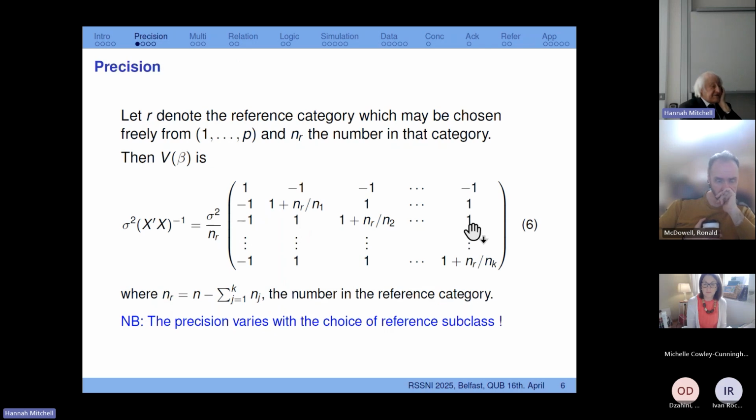If R is the particular reference category that you pick, R running from 1 to p, and NR is the number in that category, then the variance covariance matrix is sigma squared (X prime X) to the -1. It takes that form that you can see on the screen. And the thing I want you to realize about that form is that it varies with R. You see, NR is the particular number in the reference category that you picked. So the numerical value of the variance covariance varies according to your choice of R.